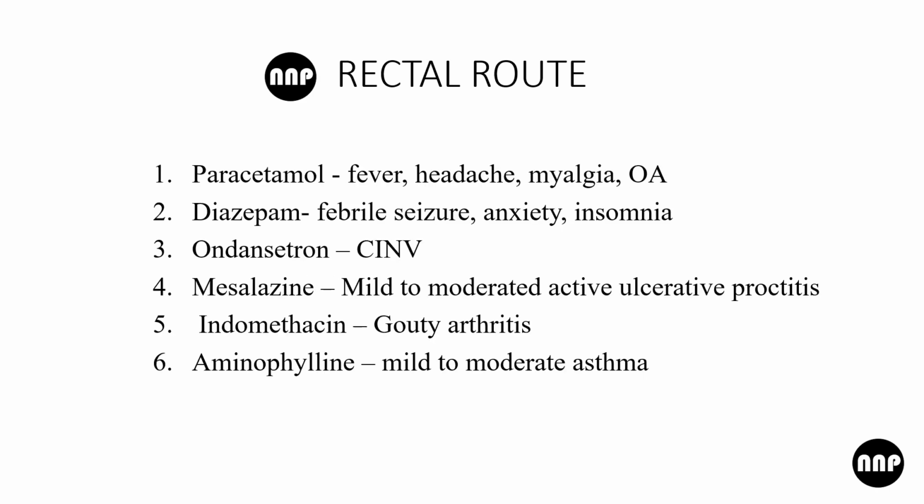The examples of drugs by rectal route are paracetamol, used for fever, headache, myalgia, and osteoarthritis; diazepam for febrile seizure, anxiety, insomnia; ondansetron for chemotherapy-induced nausea and vomiting; mesalazine for mild to moderate active ulcerative proctitis; indomethacin for gouty arthritis; and aminophylline for mild to moderate asthma. Must remember at least these four.